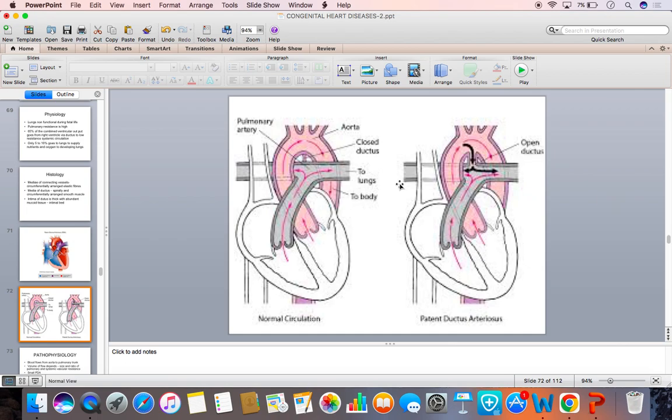This is the diagrammatic representation of the patent ductus arteriosus. This is the normal one, closed ductus. This is the ductus that is open. The direction of flow of blood is from the aorta into the pulmonary trunk.